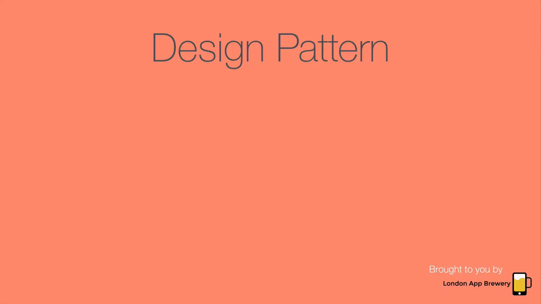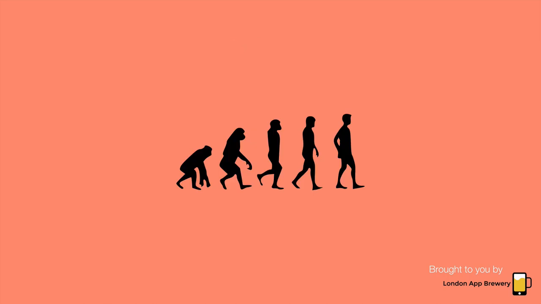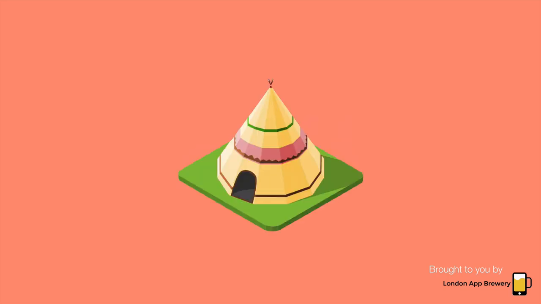In this video, we're going to talk about design patterns. A design pattern is a proven solution to a common problem in software engineering. To use a real-life example, early man has always had the need to stay warm and find shelter from wild animals. One solution was to use animal skins to make a teepee.